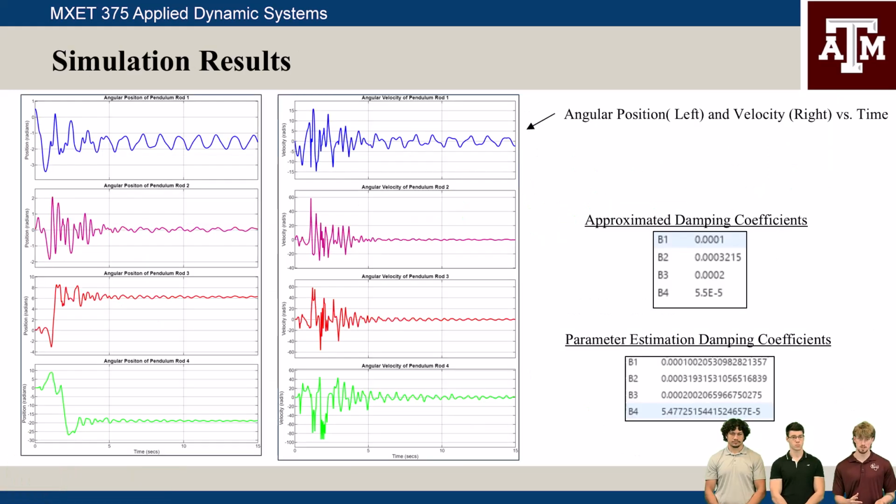In comparison to the physical data that we just showed, represented in the slide is the angular position and the angular velocity post parameter estimation of the simulated results. After I ran the parameter estimation and got the more exact damping coefficients, I reran the simulation and got the data for the position of each and every rod from the top to the bottom. So it's 1 through 4 looking at the top, with the blue line being the first one, for both the angular position and velocity.